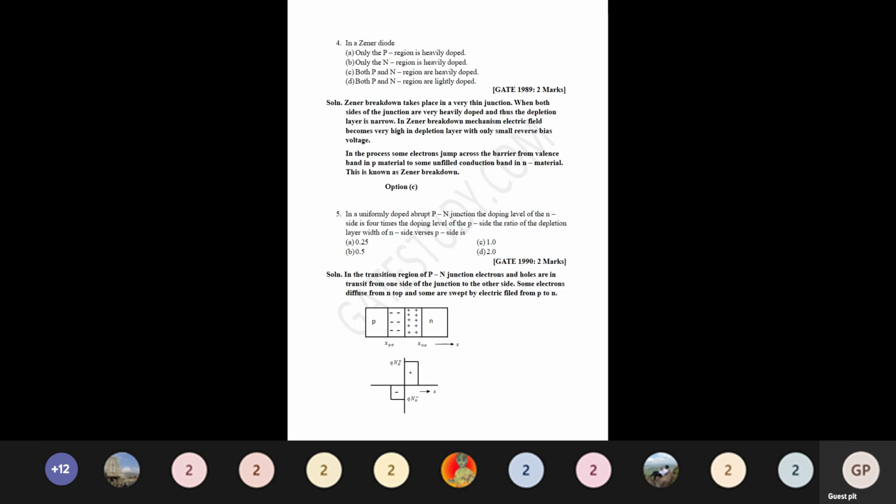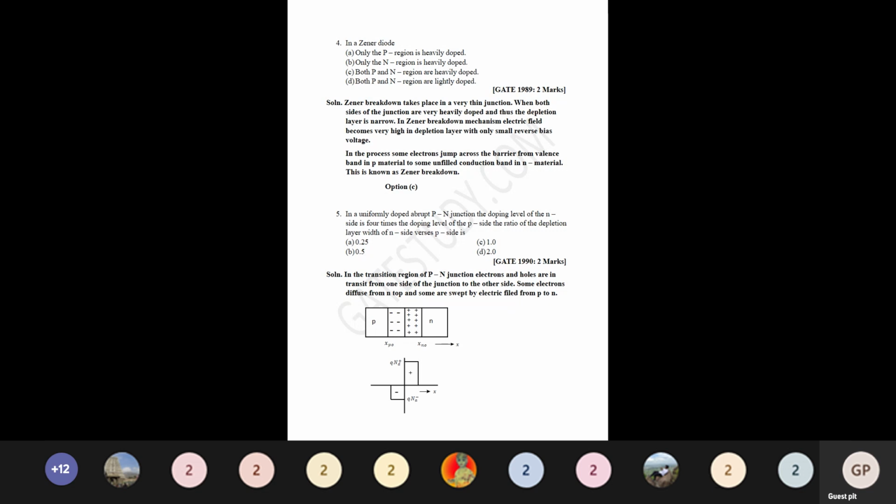So doping is inversely proportional to the thickness of the depletion region. If the doping is very high, the thickness of the depletion region is very small. If the doping is very low, then the thickness of the depletion region is very large. So when both sides of the junction are heavily doped, the depletion layer is narrow, that is, very thin. In the Zener breakdown mechanism, the electric field becomes very high in the depletion layer with only a small reverse bias voltage.